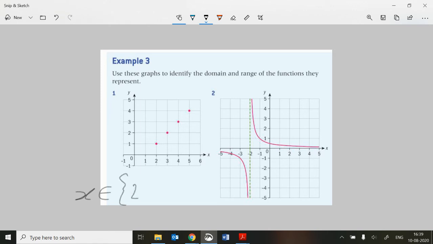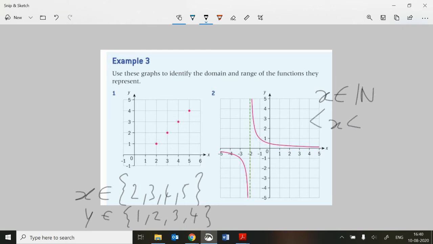The domain is just 2, 3, 4, 5, and that's it. And the range, so y belongs to, and it's just going to be 1, 2, 3, and 4. 1, 2, 3, 4 are the answers that you can get out following the answers that you can put in. Okay, now you could write that in a different way. You could say that x belongs to your natural numbers, and that x is also between 2 and 5. So that would be an alternative way of stating this as well.